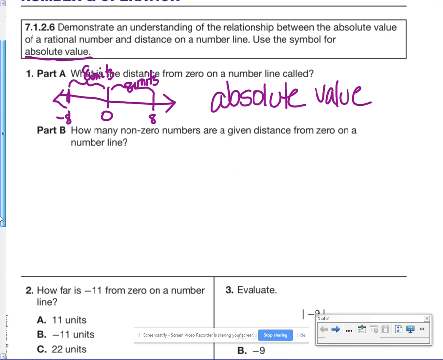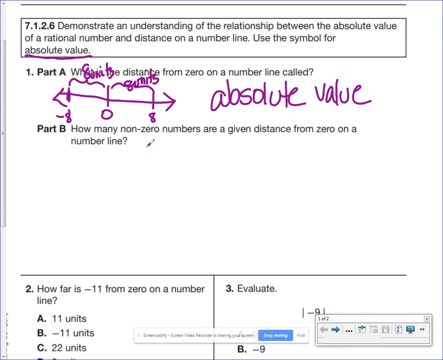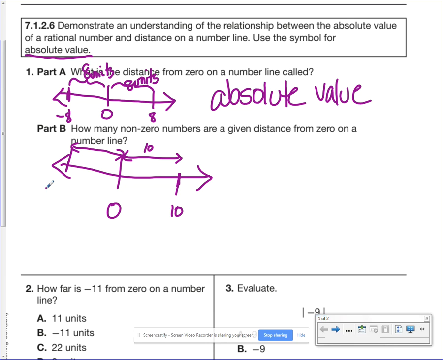In part B, I may have given some of you the wrong answer to this part, because now that I read it more clearly, it says how many non-zero numbers are a given distance from 0 on a number line. So here's what they mean. If I give you a specific distance, so let's say 10, how many numbers are 10 units away from 0 on the number line? Well, there's going to be one up here at +10. There's also this one down here at -10. So really part B should be 2. The positive and the negative numbers are that distance from 0. Okay?